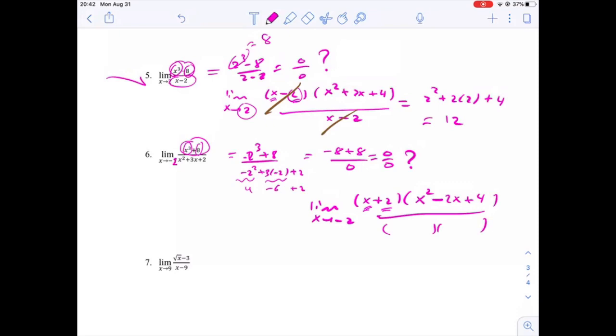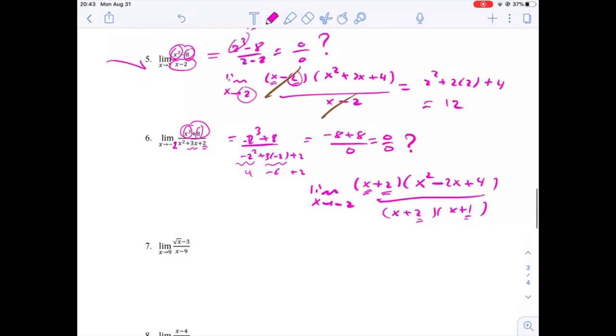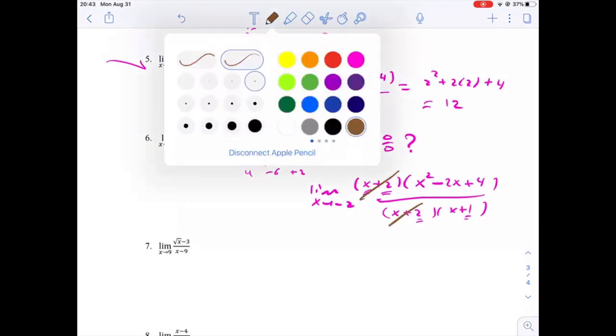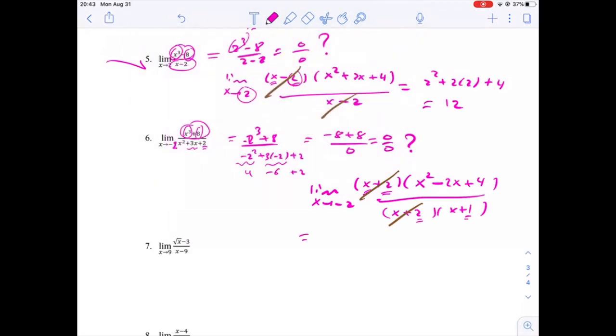Now we need to factor the denominator. So we have x plus 2 and x plus 1. As you can see, 2 times 1 is 2, and 2 plus 1 is the middle term, 3. Now we simplify. We cancel x plus 2 with x plus 2, and then we plug the value of the limit. So we have negative 2 squared minus 2 times negative 2 plus 4 over negative 2 plus 1.